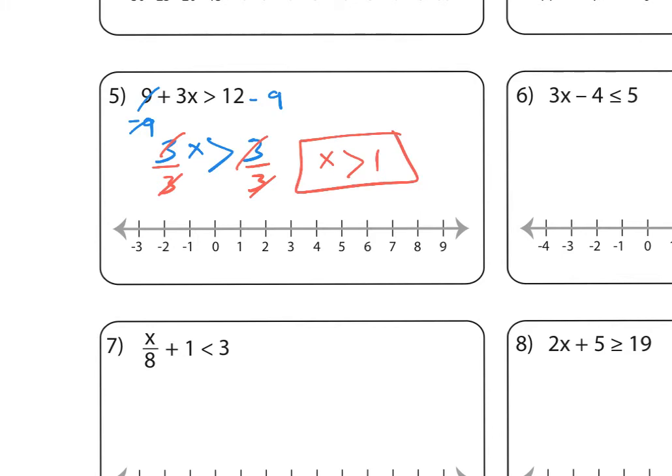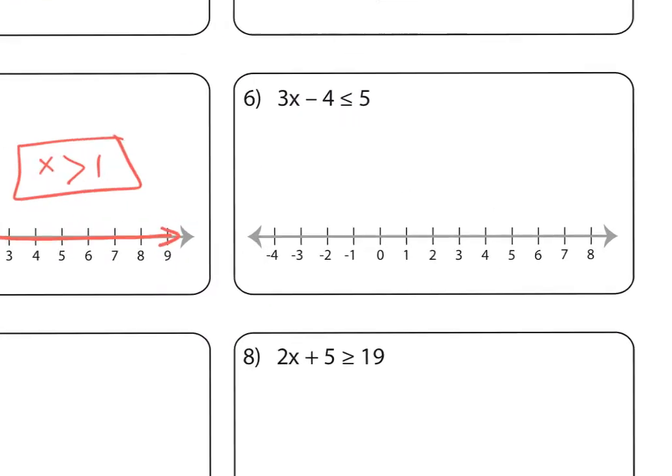So in this case, we got x greater than 1, so 1 is not included because we don't have equality there, and that's going to be 1 all the way to the right side of 1. And this is how we graph this inequality.